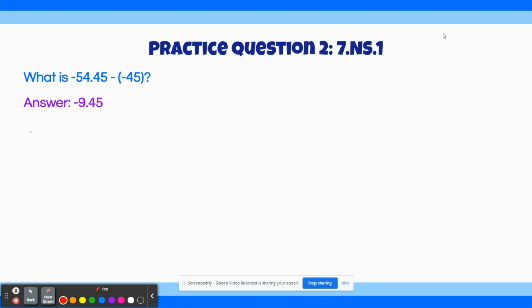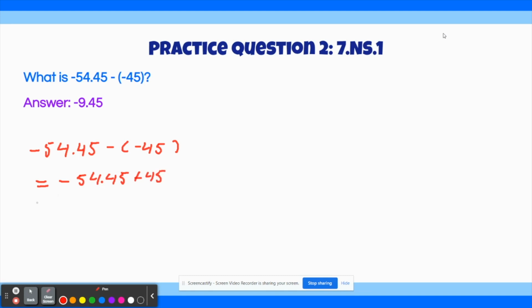So I'm going to start out by writing out the problem. And we see that we have a negative before and inside the parentheses. So this can help us remove the parentheses. Both of these negatives are going to make a positive. So we're going to get negative 54.45 plus 45 because of those two negatives.